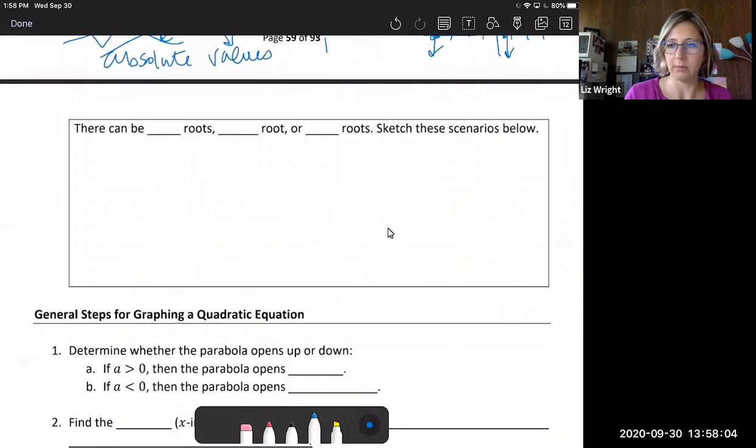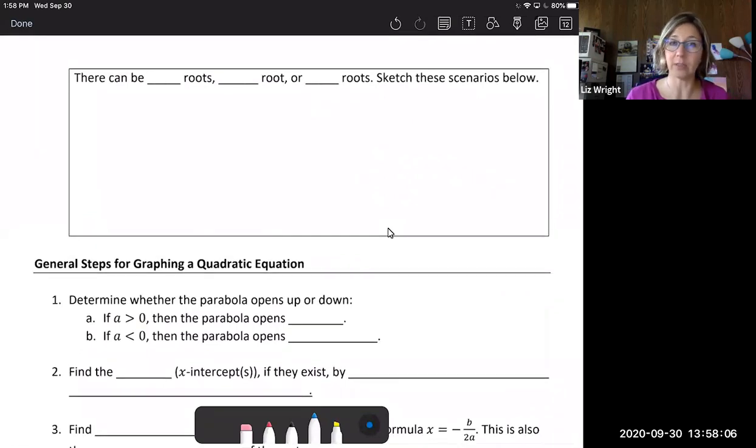All right, next sketch. I kind of already talked about this when we talked about discriminants a few lessons ago, but remember this information from when we talked about it.